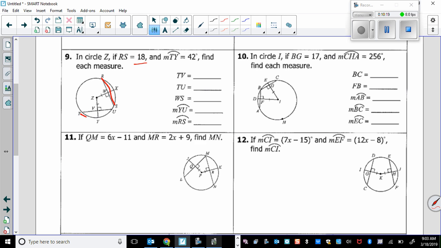TY is this piece, 42. So knowing this is 42, I know this is going to be 42 because this is going to be the whole thing. Knowing our S is 18, TU would be 18, right? So those are the things you have to remember. So now the first question is, what is TV?